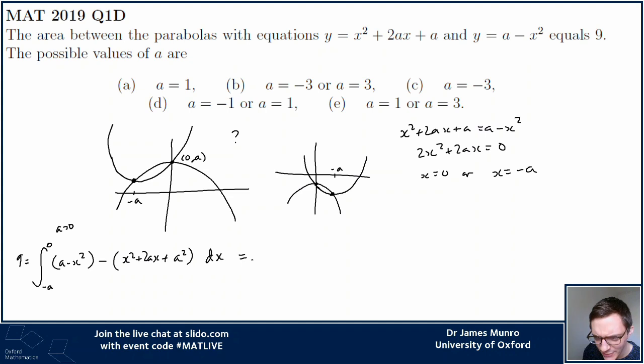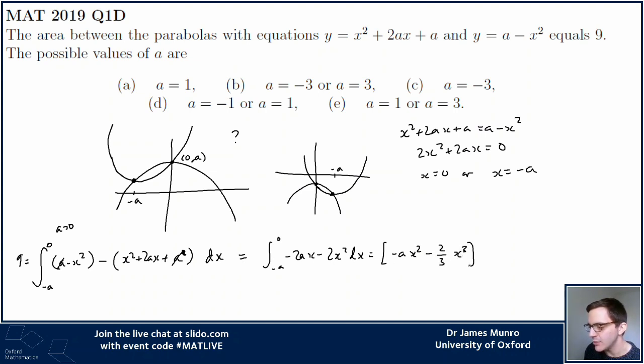Do I want to simplify it first? Yes, I do. Also, there's not a squared here. I've copied that out wrong. These a's cancel. I remembered from solving it over here that the a's were supposed to cancel. So this is the integral from minus a up to 0 of minus 2ax minus 2x squared, which I can do as minus ax squared minus 2/3 x cubed, naught minus a. When I put in 0, I get 0.